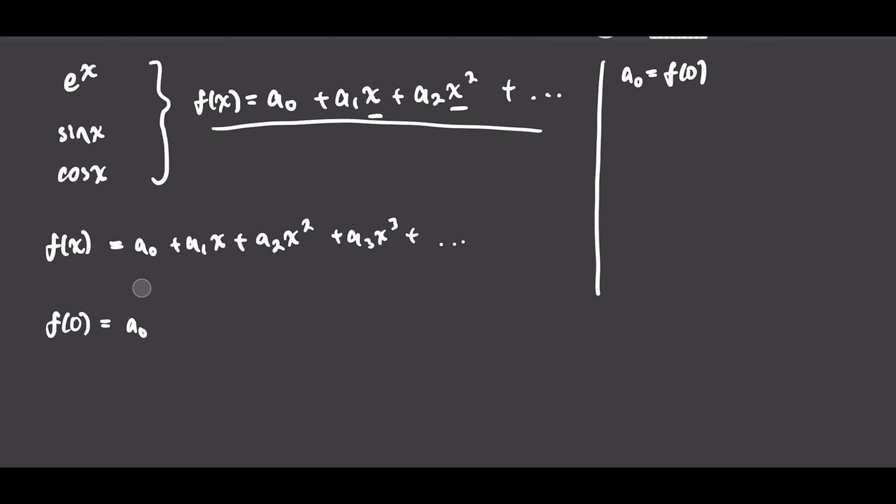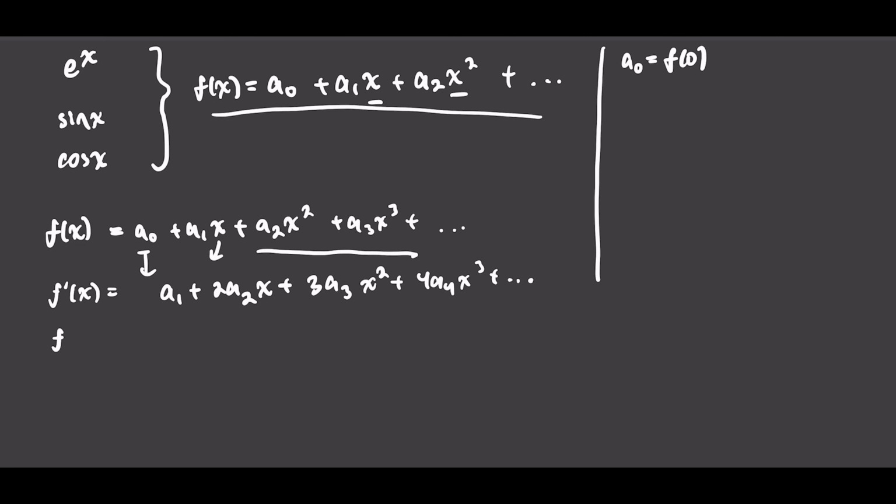Next, to find the second coefficient, we need to remove the first term as well as the rest of the terms. To do this, we can differentiate the function to get rid of the first term, as constants will become 0 if we differentiate them, and remove the x in the second term. Therefore, again, we can set x to be equal to 0 and obtain the second term. a1 equals f prime of 0.